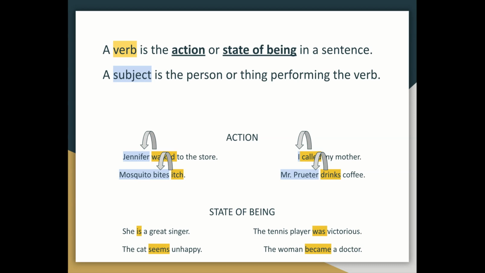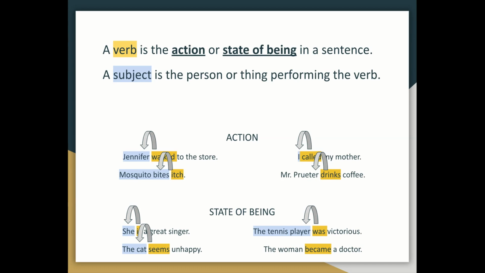She is a great singer. Well, who is a great singer? She is. The tennis player was victorious. All right, who was in a state of being victorious? Well, the tennis player was. The cat seems unhappy. Who or what seems to be in a state of being unhappy? Boom, the cat.